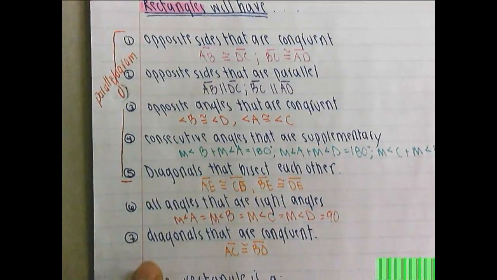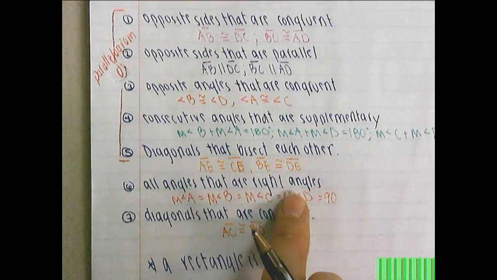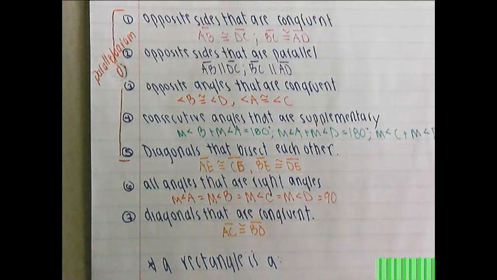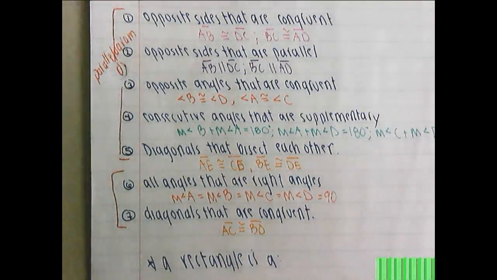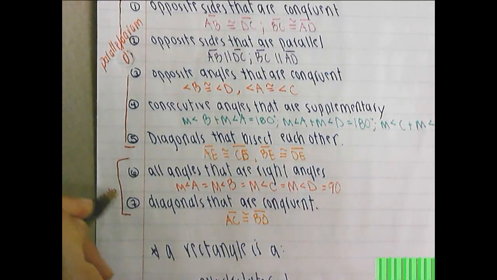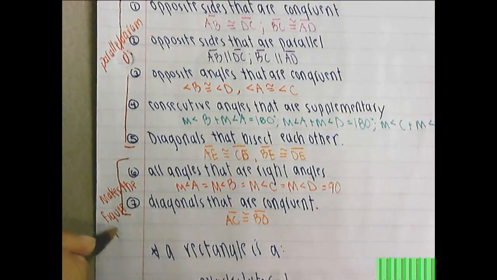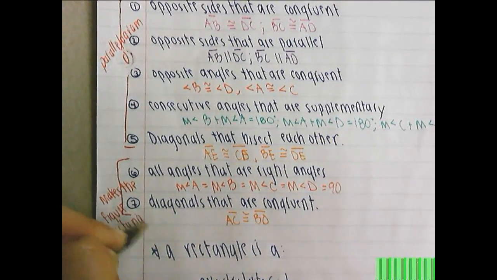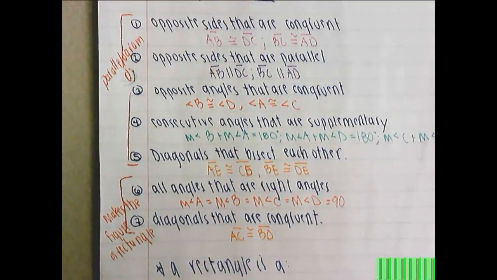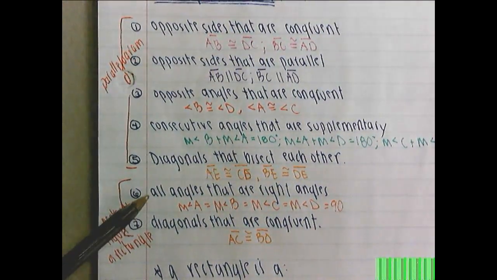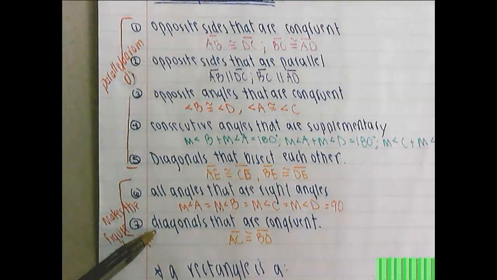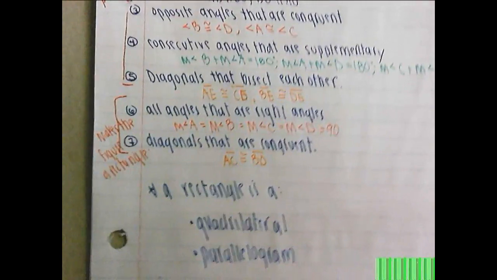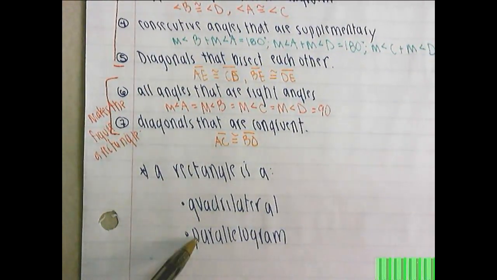And then down here, all angles that are right angles and diagonals that are congruent. This is what makes it a rectangle. So it has all the properties of a parallelogram, and then it has all angles that are right angles and diagonals that are congruent. So a rectangle is a quadrilateral and a parallelogram. That is a rectangle.